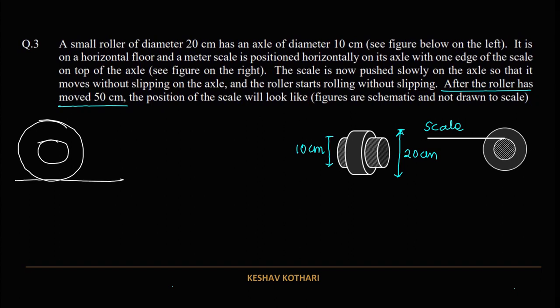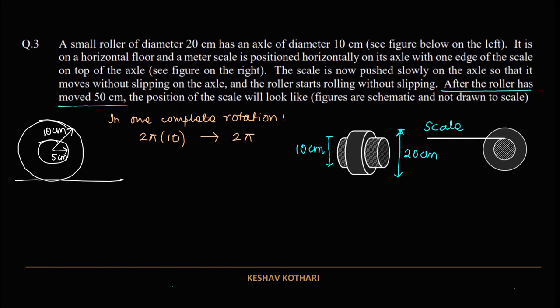so I will be doing the following marking, that this one is equal to 10 centimeter and the inner radius is equal to 5 centimeter, and the problem is stating that the roller has moved 50 centimeter. So if the roller has moved 50 centimeter, so I am saying that in one complete rotation of the roller, it covers a distance of 2 pi r, that is 2 pi into 10, and the angular displacement is 2 pi.